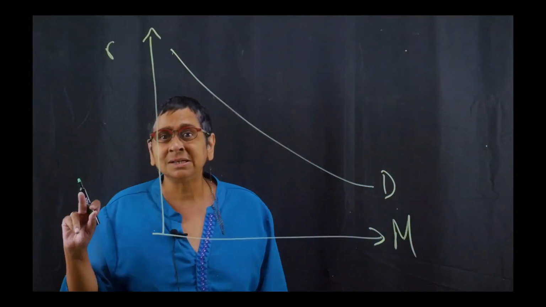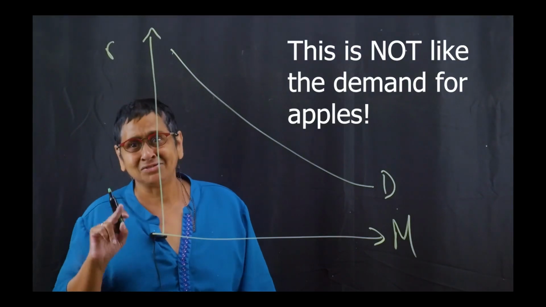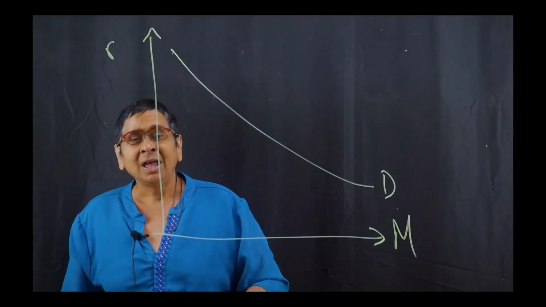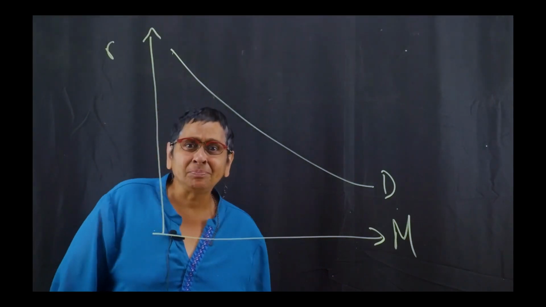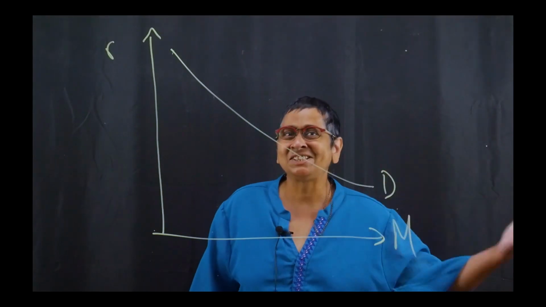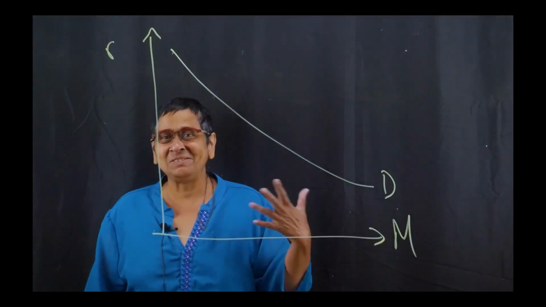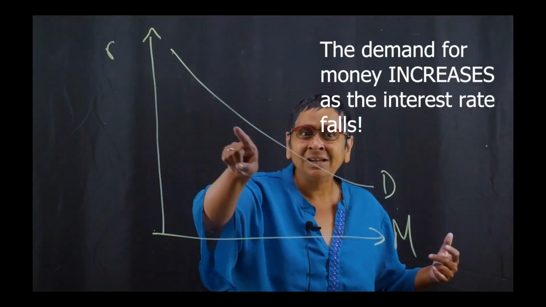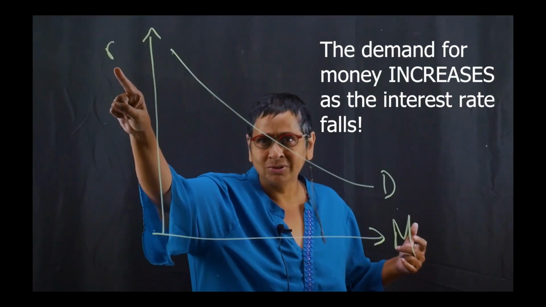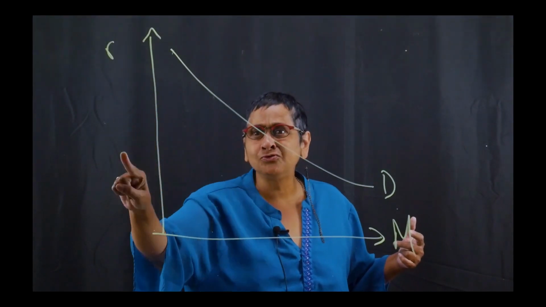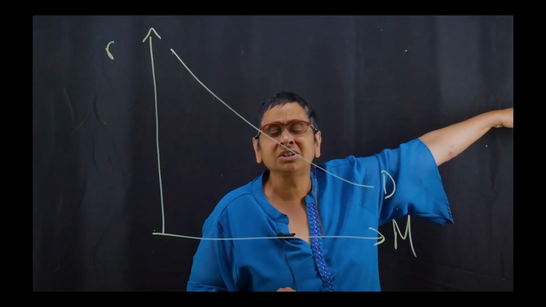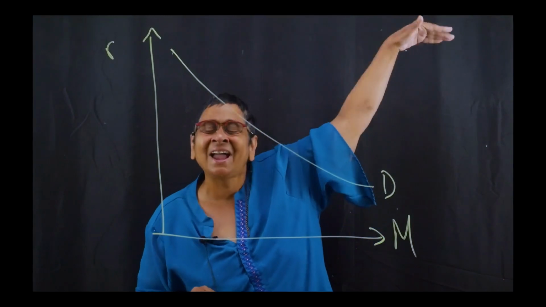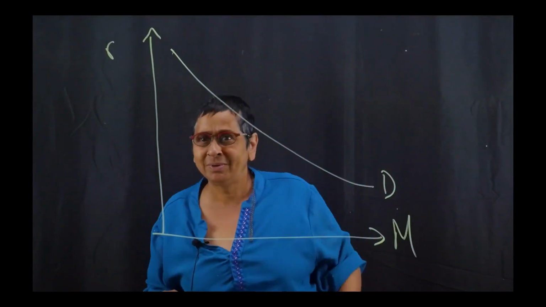A reminder that this is not like the demand for apples. The reasons for a downward sloping demand curve have to do less with it being cheaper, because there is no such thing as cheaper or less cheap when it comes to holding money compared to the interest rate. The demand for money increases as the interest rate falls, because as the interest rate falls, the return on stocks and bonds is going down. And just remember that it's not as attractive to hold stocks and bonds, and that's why people are holding money.